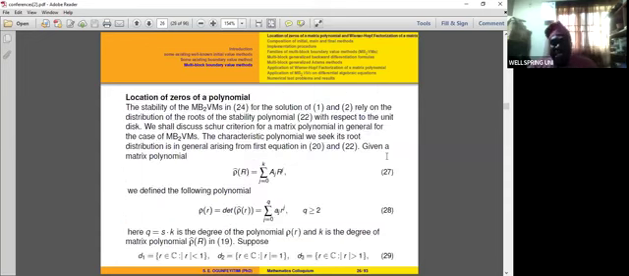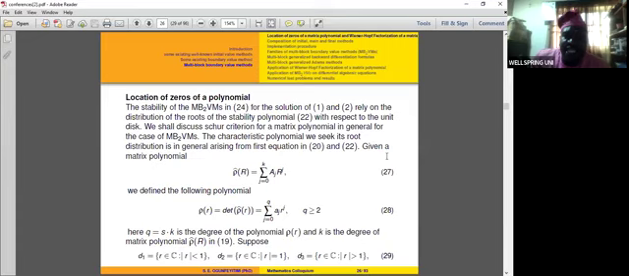So the next stage is to talk about the locations of zeros of a polynomial. Here we show how the root distribution is obtained. Firstly, the characteristic polynomial we seek, its root distribution, is given from equations 20 and 22. That is to say, suppose we have a matrix polynomial given in equation 27. We take the determinant of that matrix polynomial, and when we take the determinant, we have what is in equation 28.